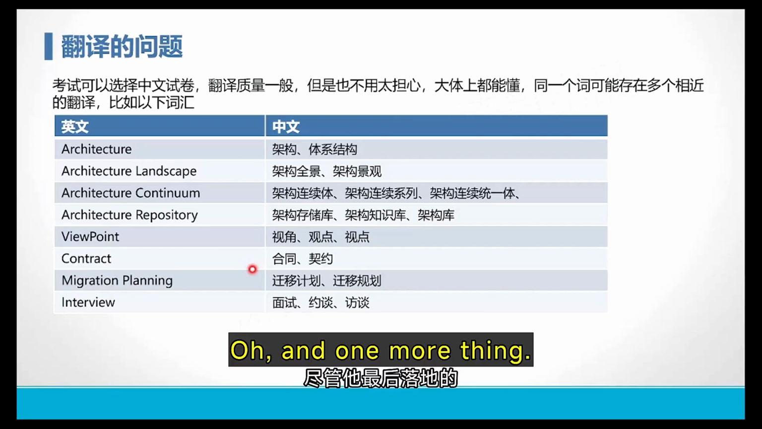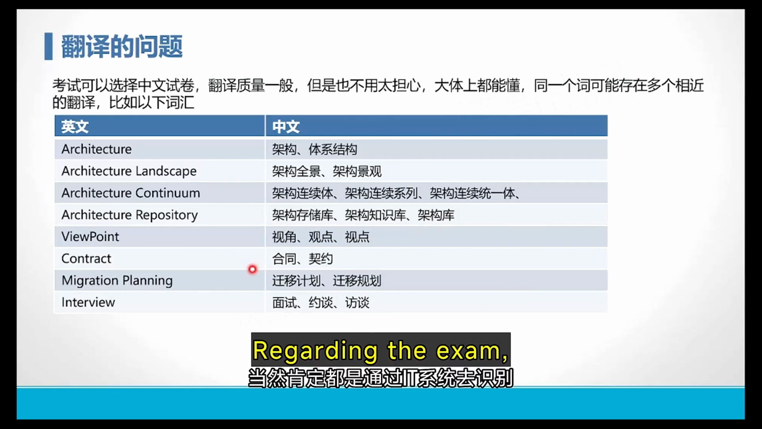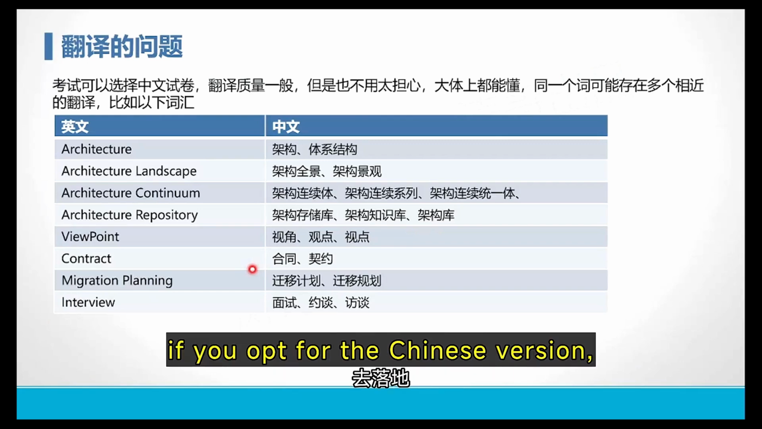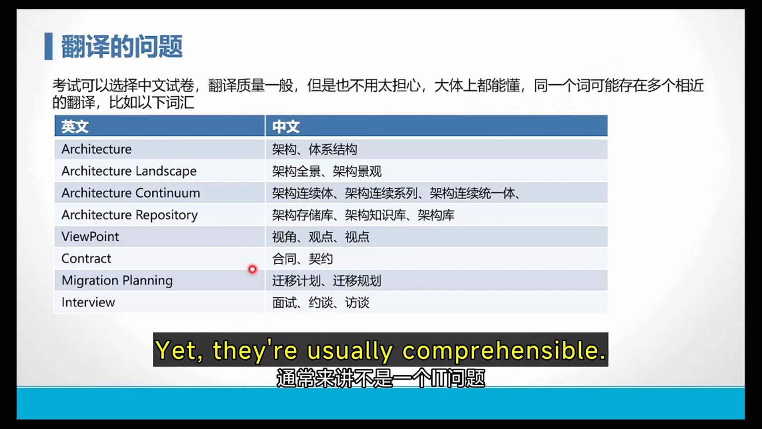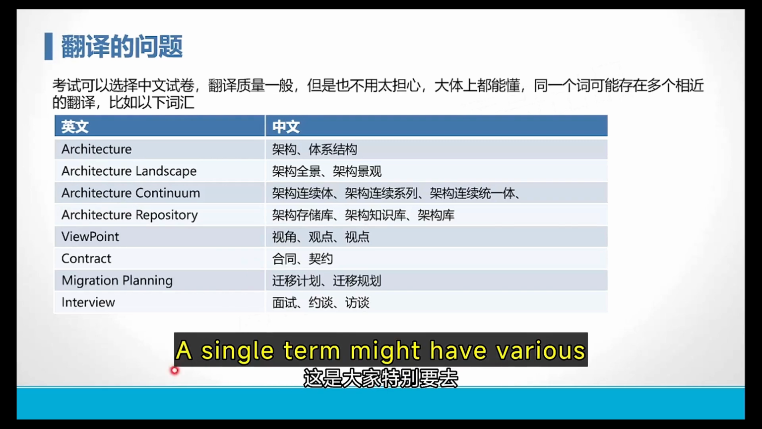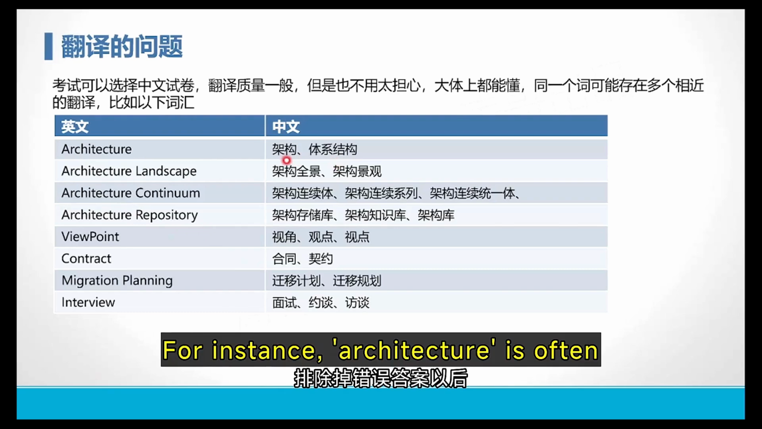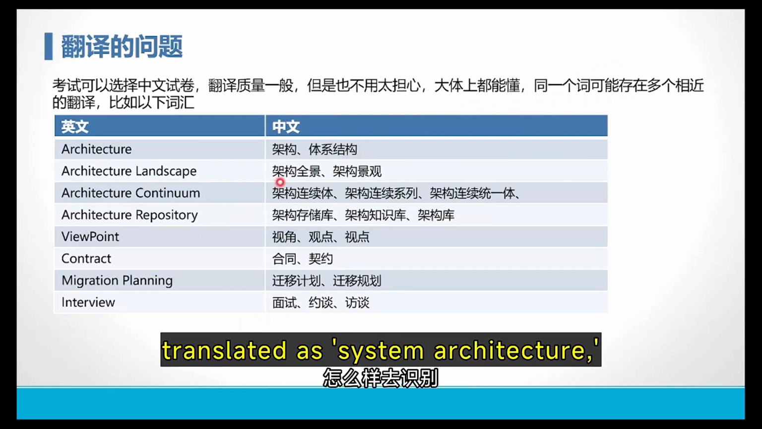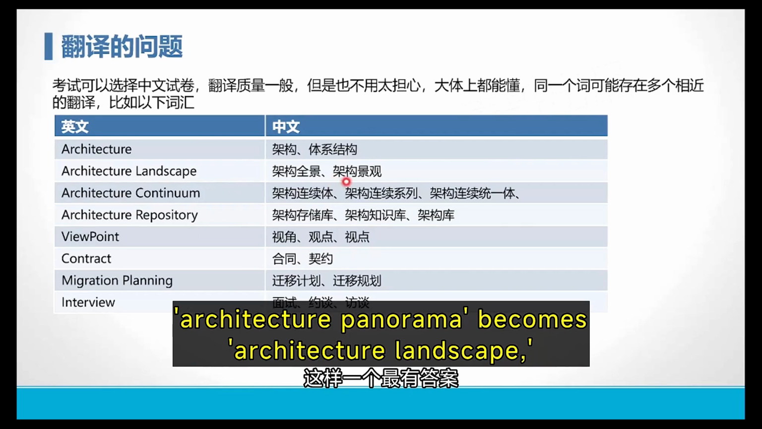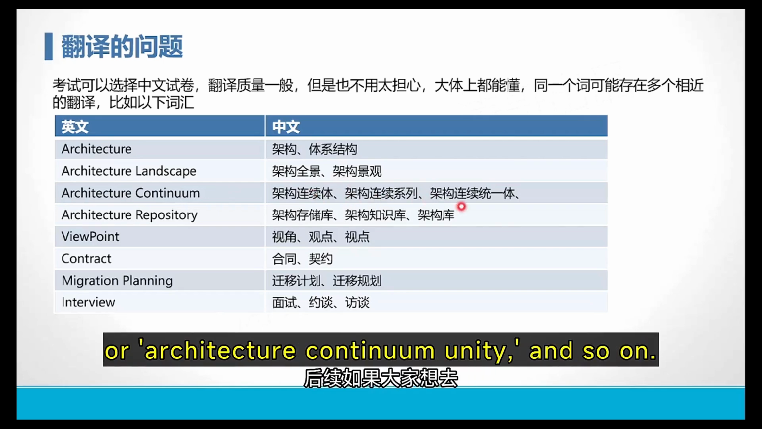Oh, and one more thing. Regarding the exam, if you opt for the Chinese version, the translations can be subpar at times, yet they're usually comprehensible. A single term might have various similar ways of expression. For instance, architecture is often translated as system architecture. Architecture panorama becomes architecture landscape. Architecture continuum, sometimes architecture continuous series, or architecture continuum unity, and so on.